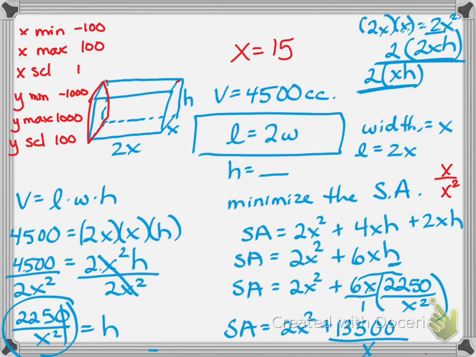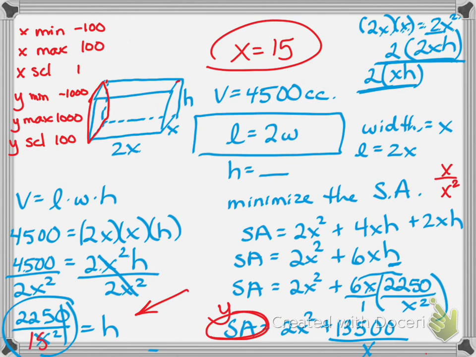Actually, I just reread the problem, and the problem did not say find the surface area. It said what height will make the surface area as small as possible. Well, we know this x value is the one that's going to minimize the surface area, because this is what our y was on the calculator. But they want to know the height, so we're going to go back to this equation. So we will know the height that minimizes it when we plug 15 right here.